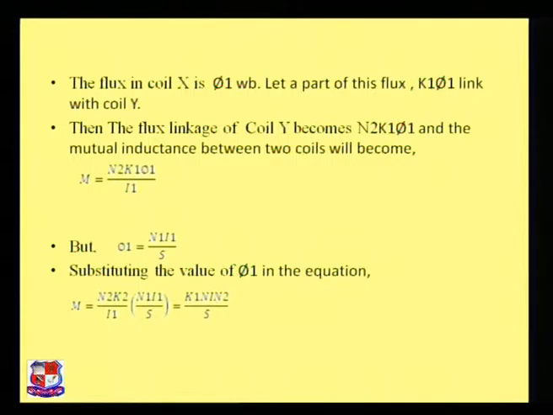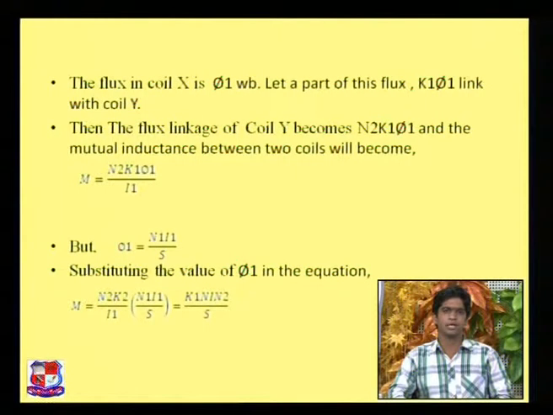Suppose the flux in coil X is phi 1 Weber. So the total phi 1 Weber will not be linked with the other winding, but let a part of this flux, K1 phi 1, link with coil Y. Then the flux linkage of coil Y becomes N2 into K1 into phi 1, where N2 is the number of turns of the secondary coil or Y coil.